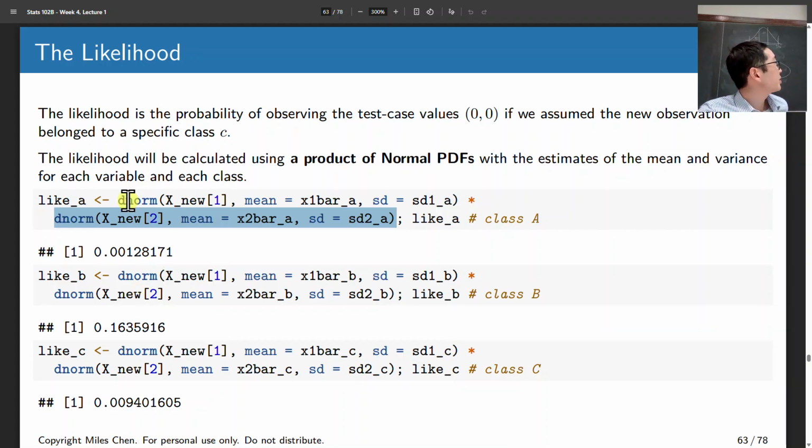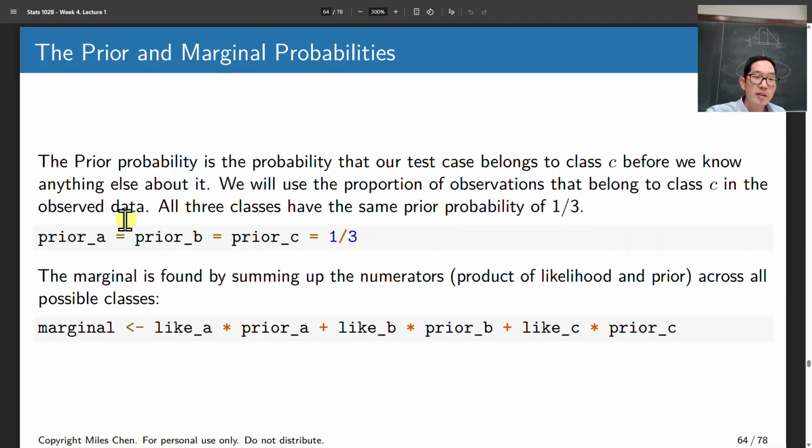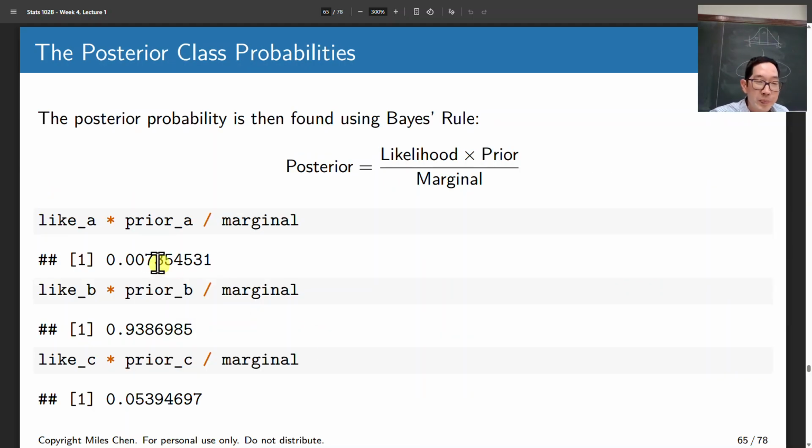So instead of a multivariate normal, now I just have dnorm doing one variable at a time, okay, and taking the product of these things. Okay, so I get my likelihoods for the different classes. I calculate the prior and the marginal. Priors are all 1/3 again. Marginals, likelihood times the prior, added up across all of our classes.